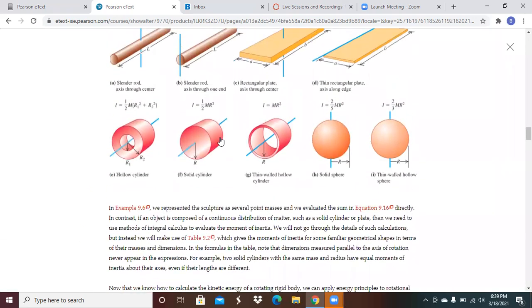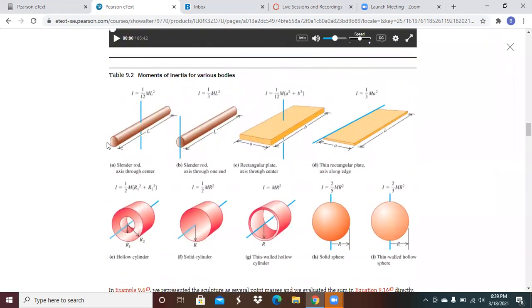Actually, the same shape is going to have different moments of inertia depending on where you put the axis of rotation. If you've got a slender rod and the axis goes straight through the center, this is going to be your moment of inertia. This is computed in calculus. So take it for what it's worth. We're not going to go through exactly how that's computed, but just take that for what it's worth. If, however, we take the axis of rotation and put it at the end of the rod, this is the value we're going to use.